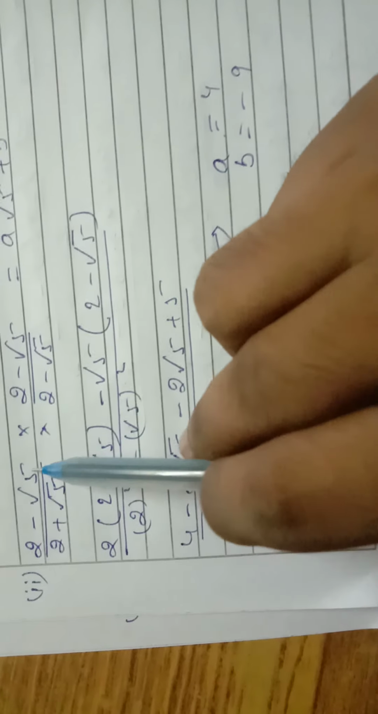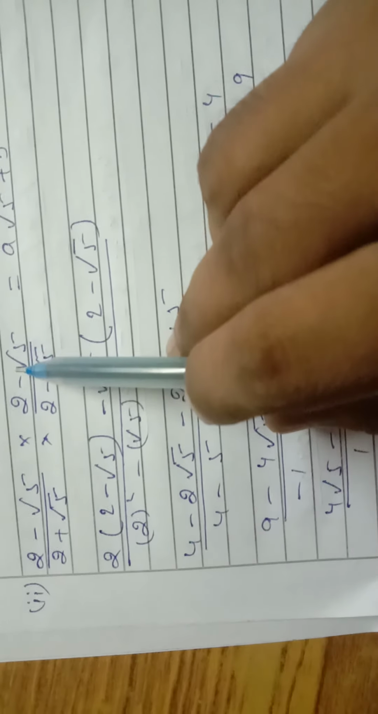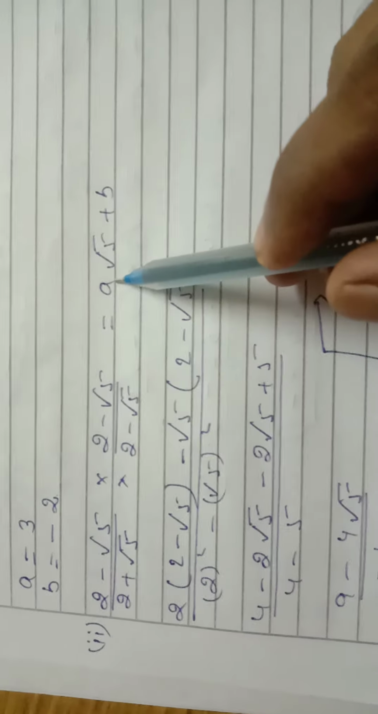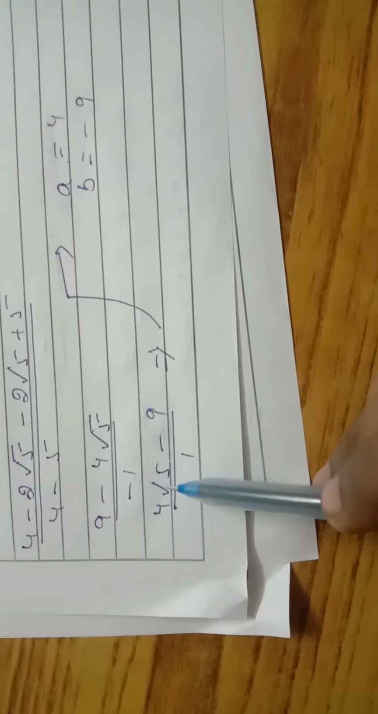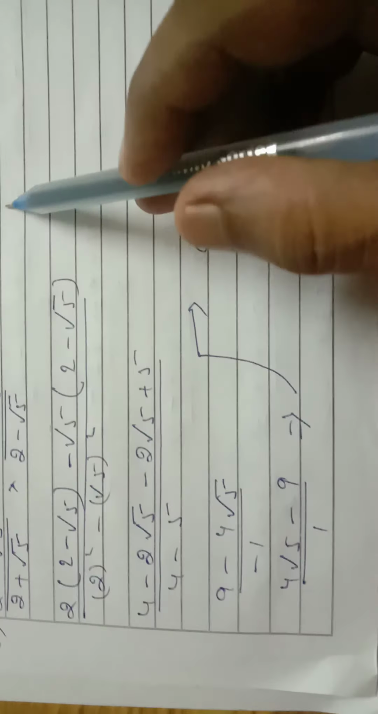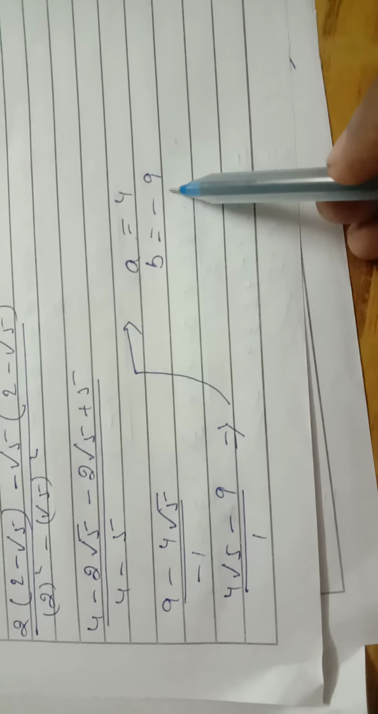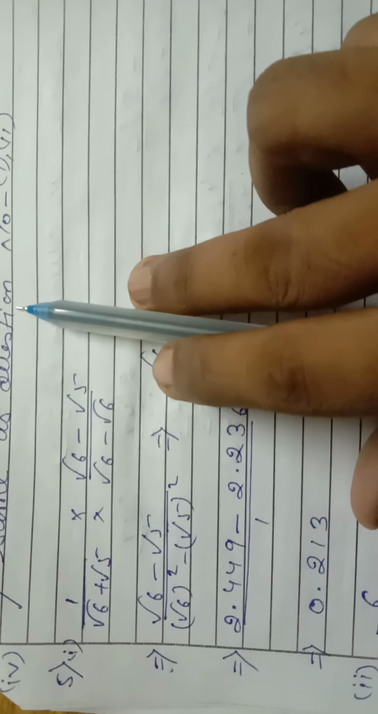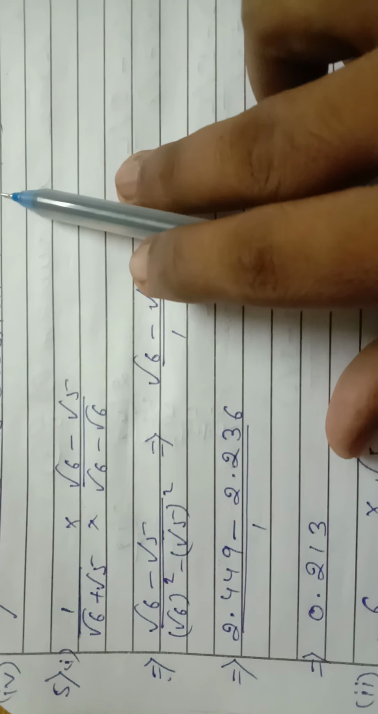The same question is given over here. Plus is there, we have to multiply by minus. Same way we multiply. Whatever answer we got, that is a root 5. So with root 5 what have we got? 4. That means a is 4. B, what have we got? Minus 9. We can easily solve this. Question number 3 and number 4, first try it by yourself, because we have to solve it the same way.